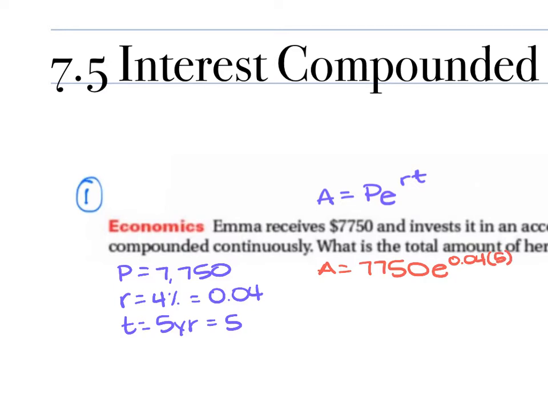If we do this and we use our calculator, we are going to get that A is equal to 7,750 times e to the power of 0.04 times 5, which gives us $9,465.87.